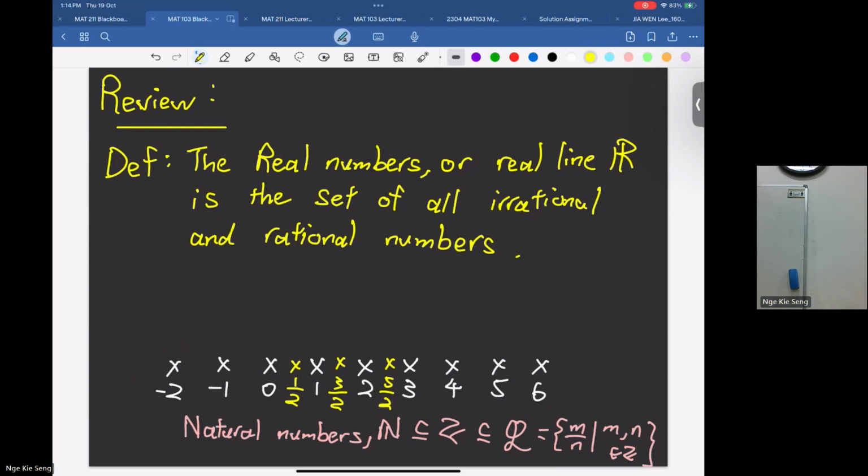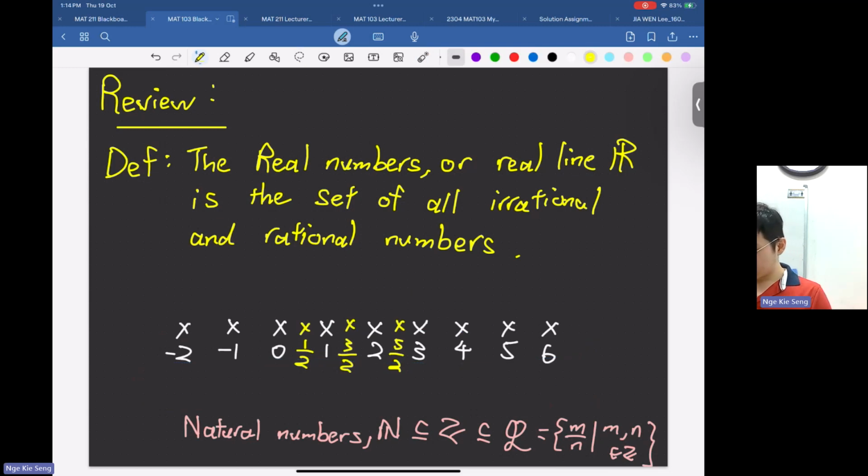So have you guys learned square root 2 is irrational? How to prove it? Yes, okay. You use contradiction, right? So you can prove that square root 2 cannot be written as a fraction. So how do we define these irrational numbers really? For example, square root 2 is a number that satisfies x squared equals 2.